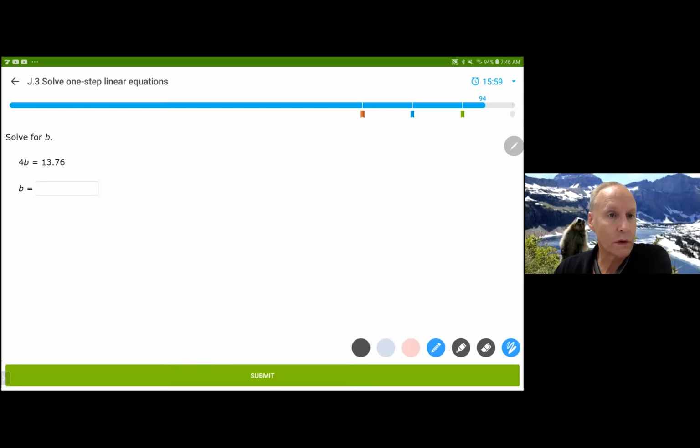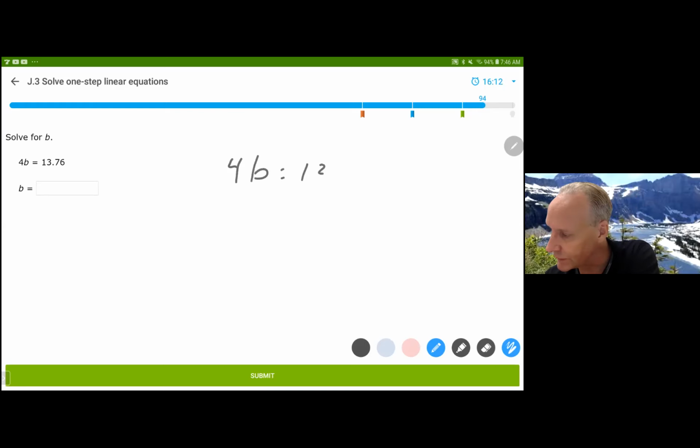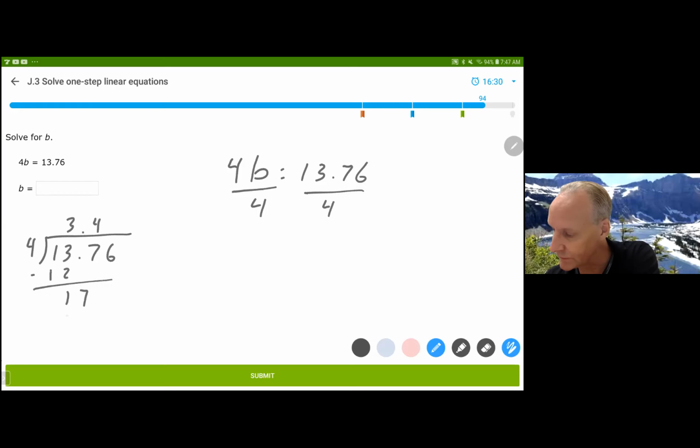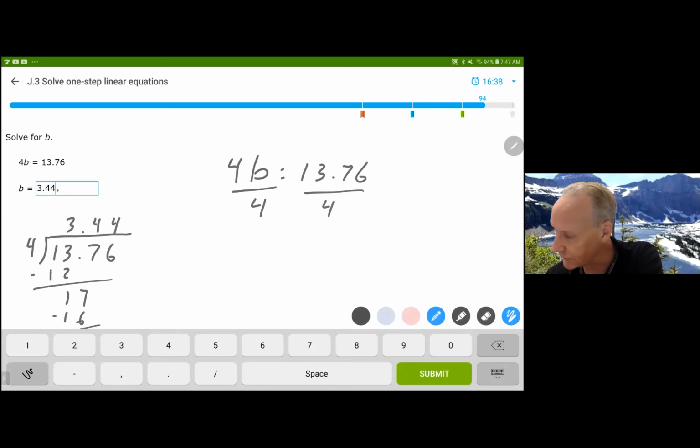We're going to divide by 4, which is going to give us 3.44. I'll do the division over here. 4b is equal to 13.76. We're dividing by 4 on both sides. If you want to do the division on the side, 4 goes into 13.76. Like I said, 3 point subtract, you get a 17, you go 4 times, you subtract the 16, you have a 16 left, which goes in 4 times, and you have a 0 remainder. So 3.44.